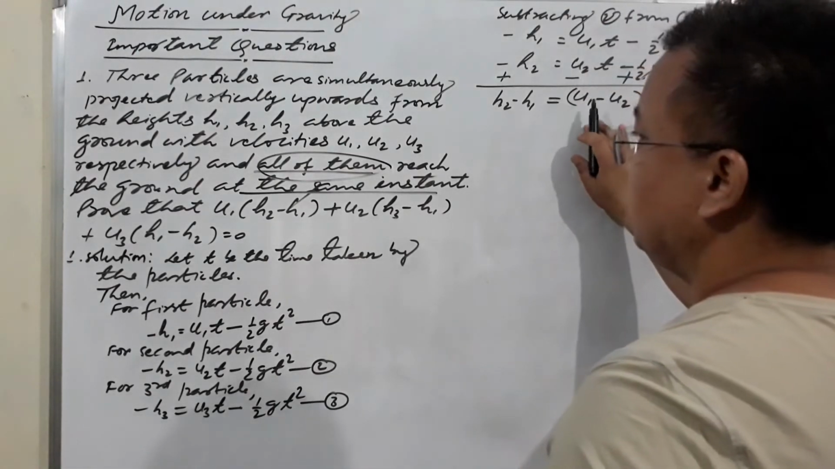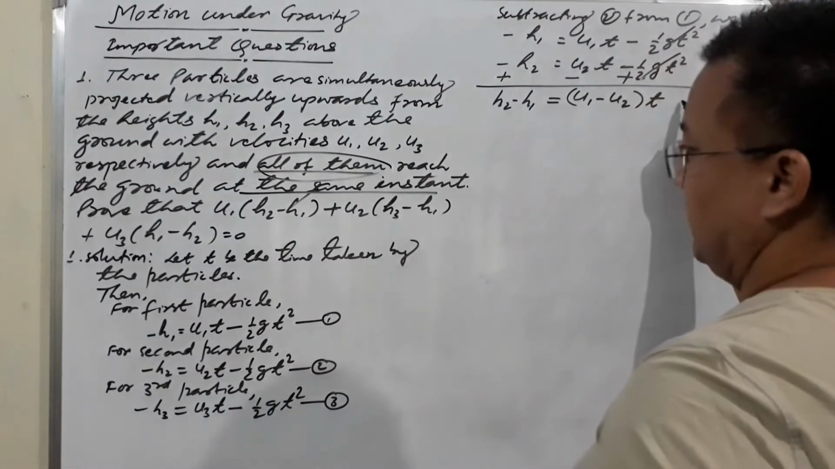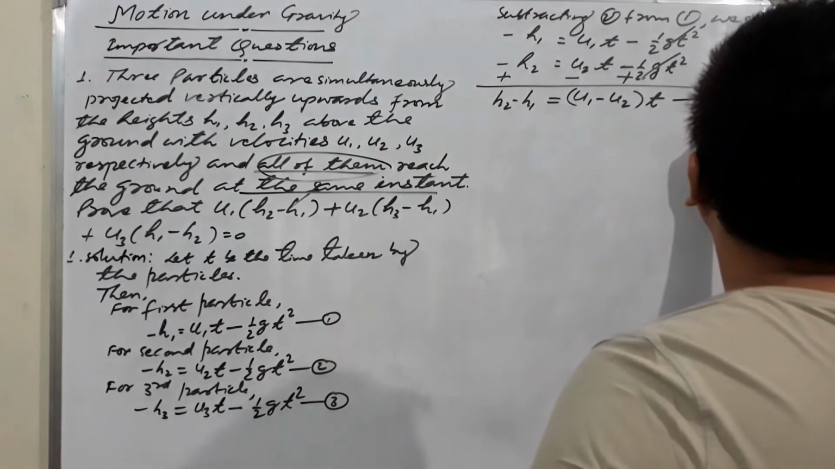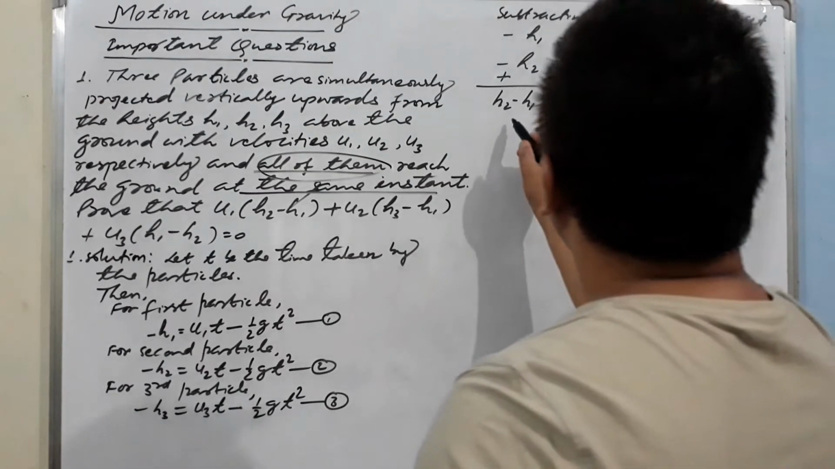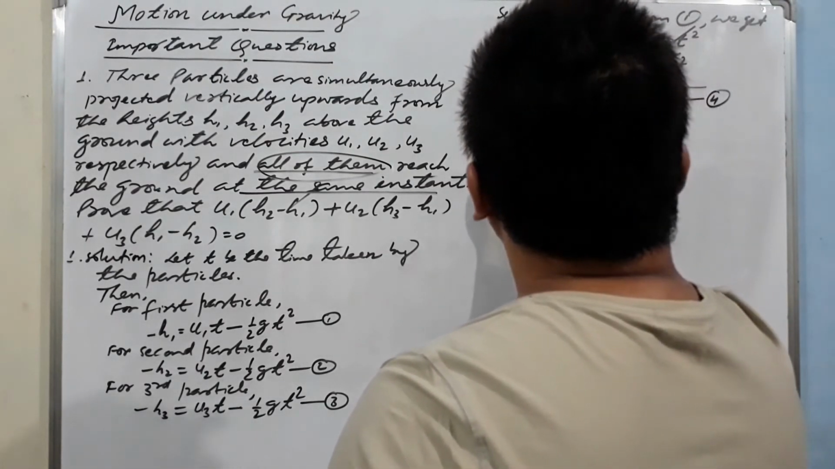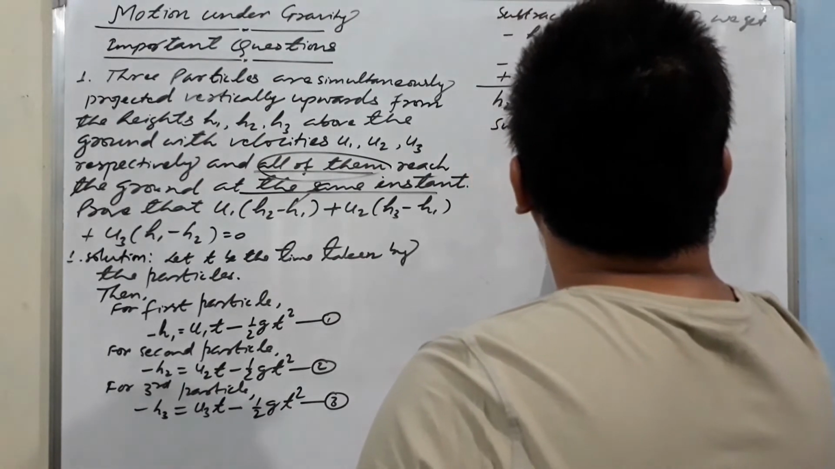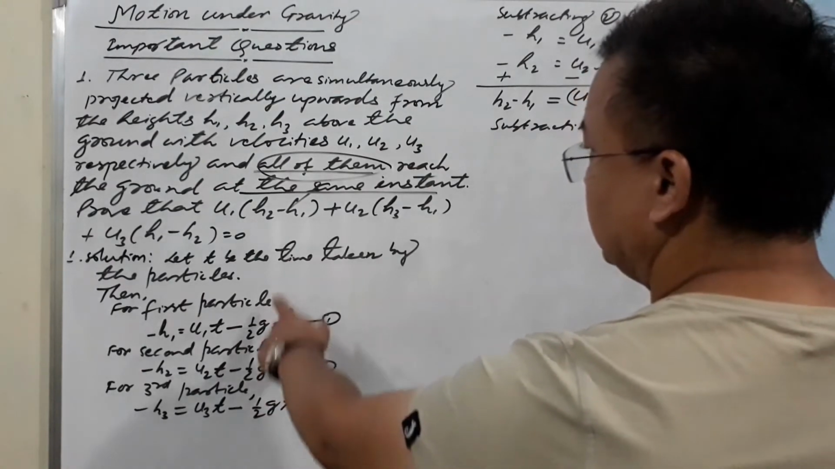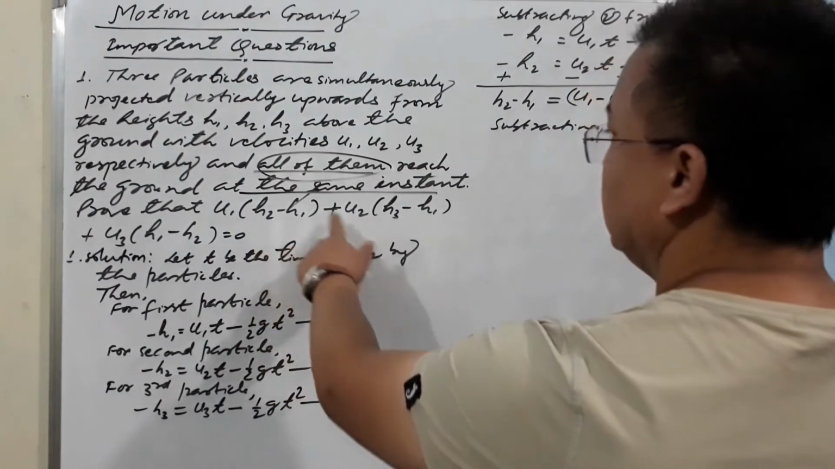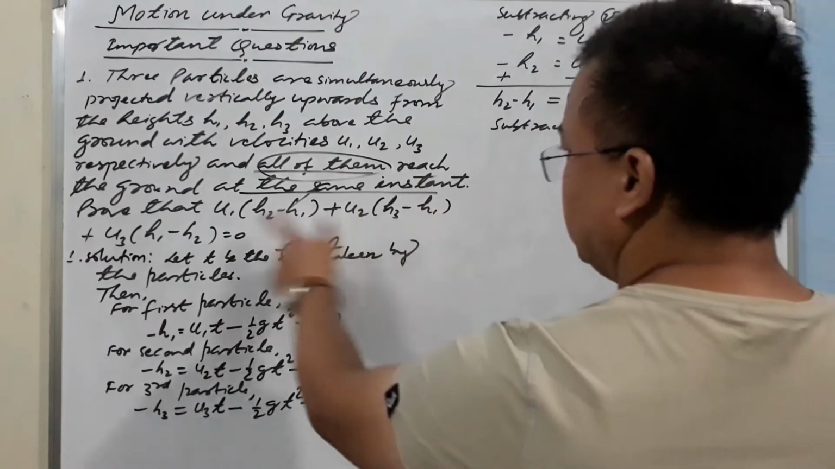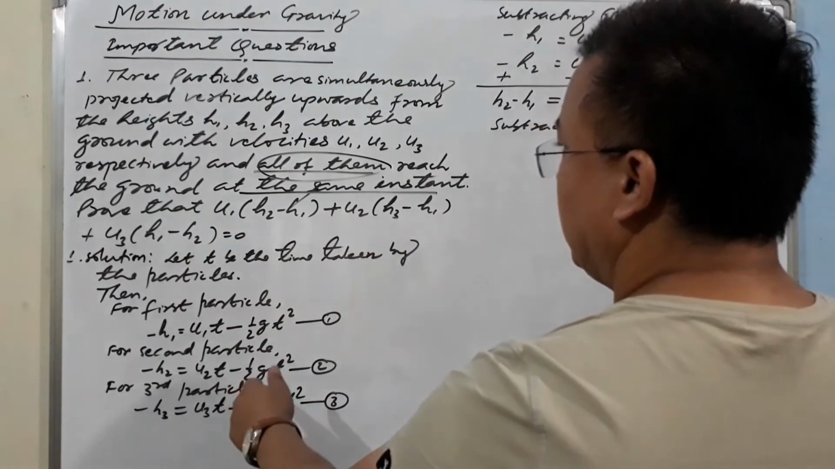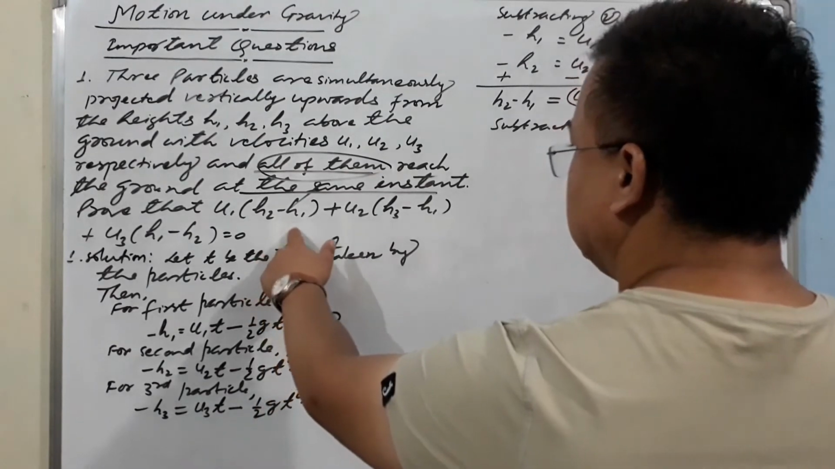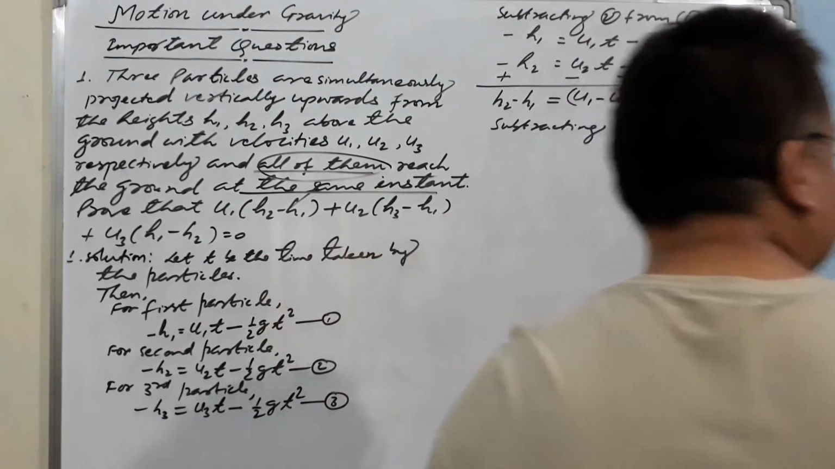Let it stay in this position. This relation is number 4. Now we have h2 minus h1. We have to get h3 minus h1 or h1 minus h2, so h2 minus h1, h3 minus h1.